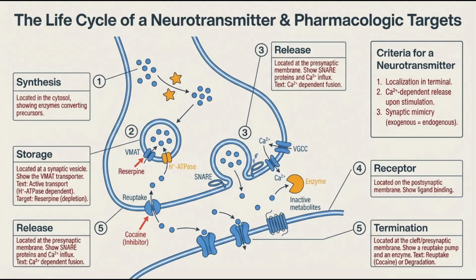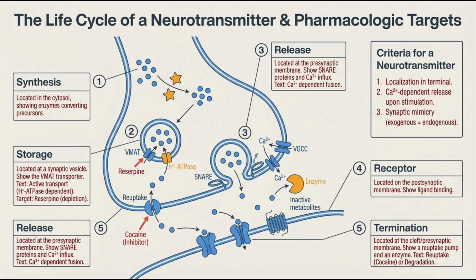Okay, moving on. Target 3 is release. This is the fusion event we talked about back in Lecture 2. Calcium comes in, binds to synaptotagmin, the SNARE proteins pull the membranes together, and the vesicle dumps its cargo. And we can interfere with that. Oh, absolutely. Botulinum toxin, Botox, works by literally cleaving those SNARE proteins. But for today, we're focusing on the small molecule drugs.